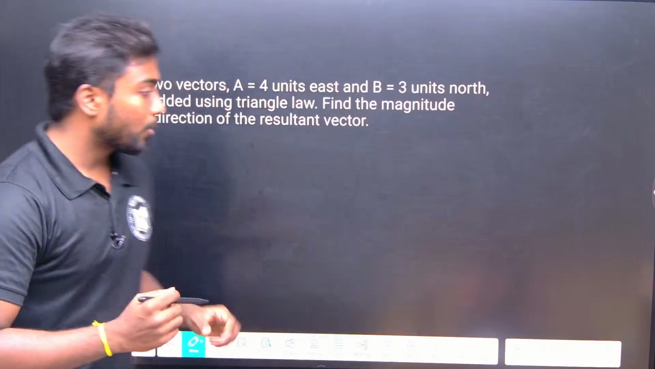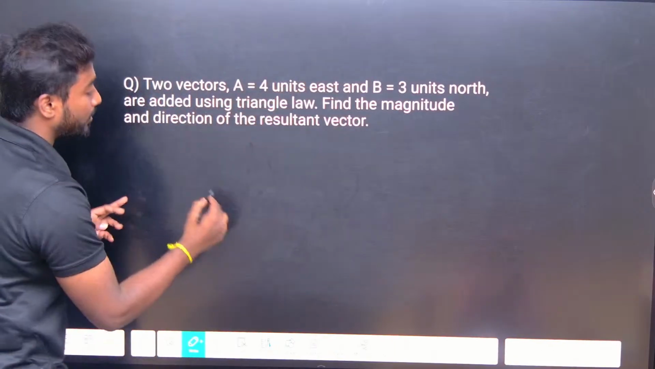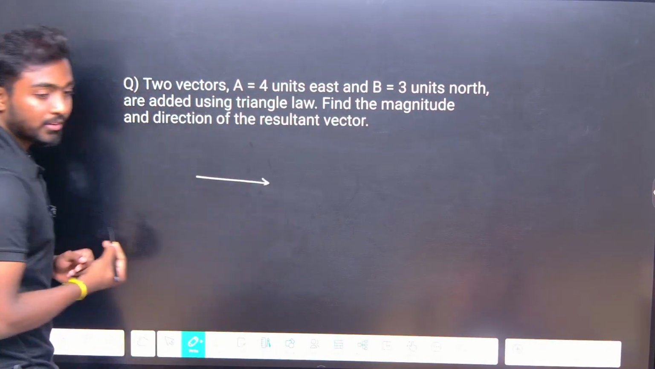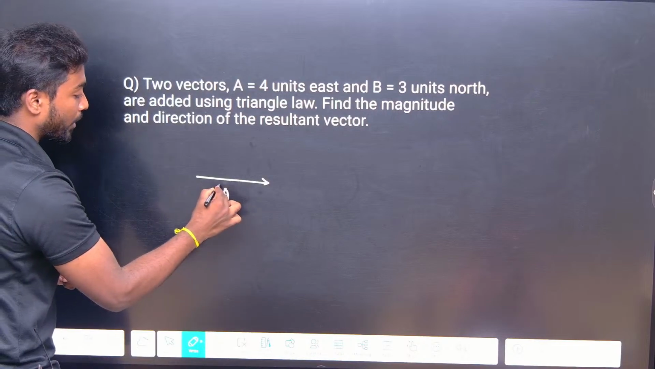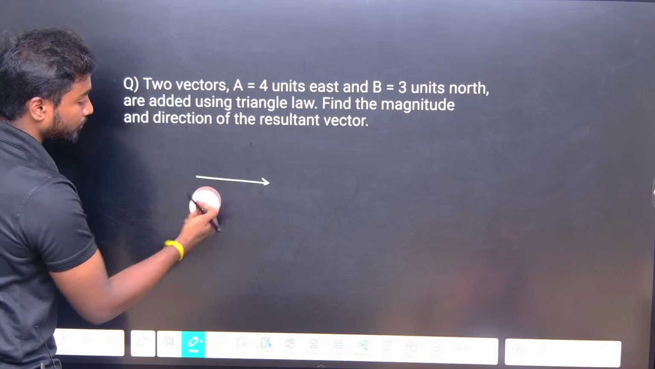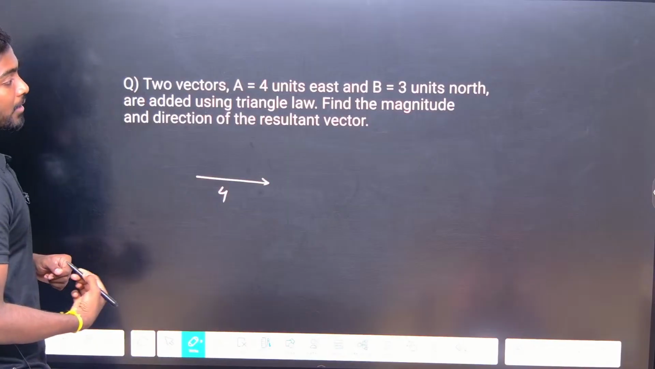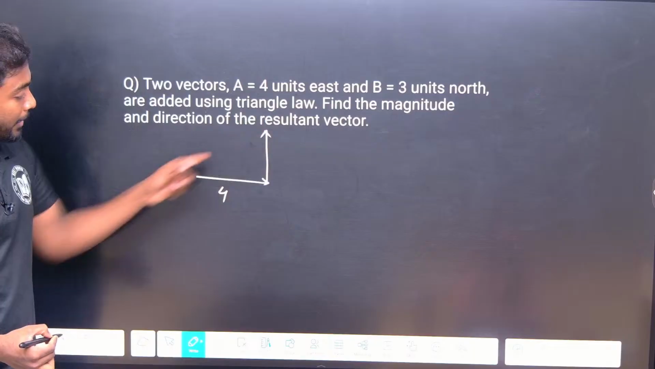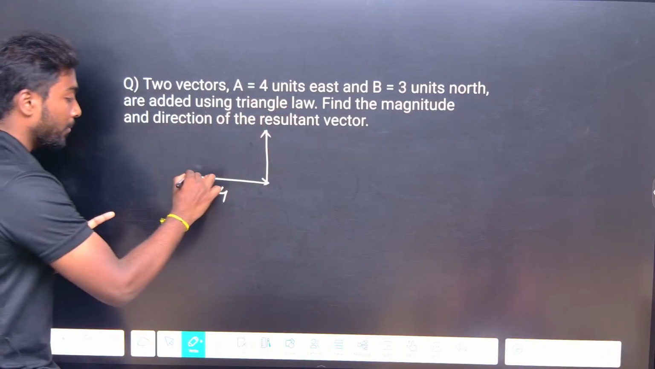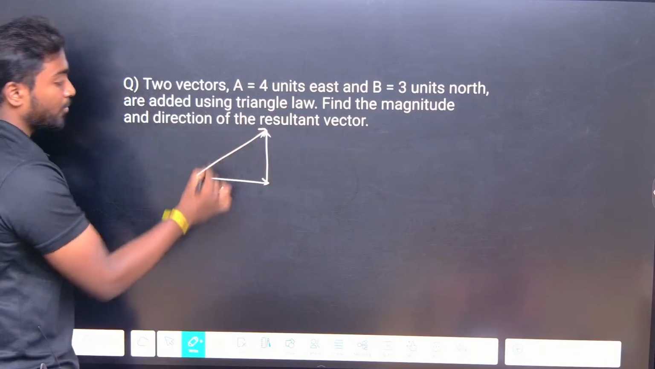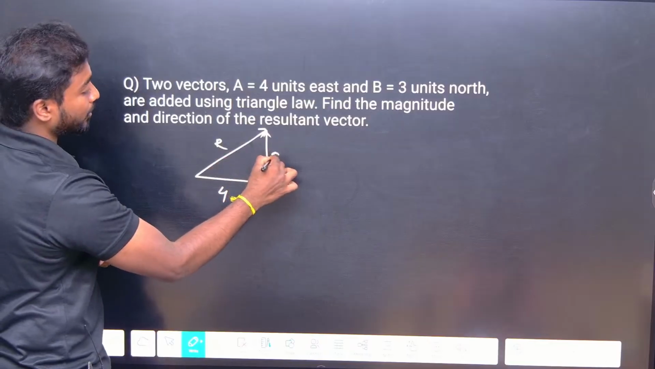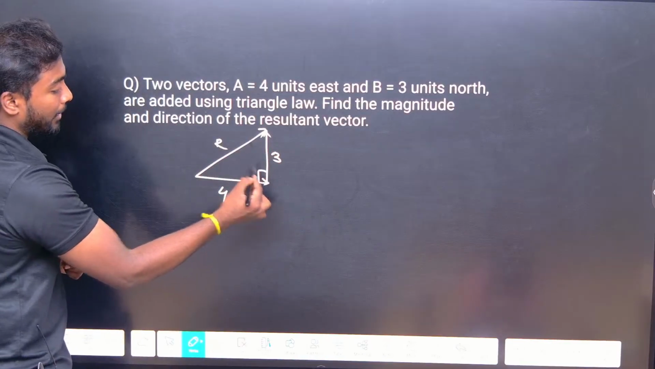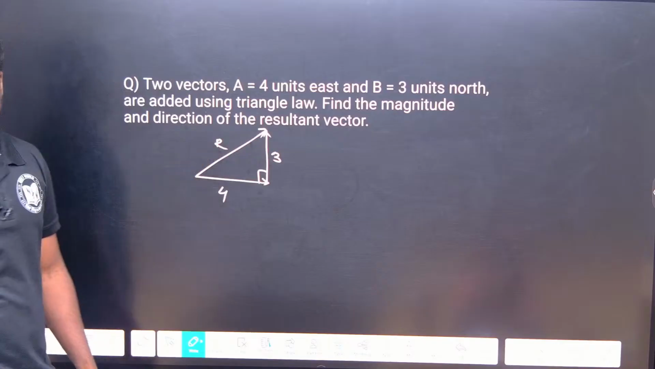Okay, so now if I take 4 units in east, this is my 4 units in east, A vector, and B north, what will be the resultant? Should I draw like this or like this? From this point to this point, this is my resultant. So what is this? 3. So what is the angle made between them? 90 degree. Can I use the Pythagoras theorem?